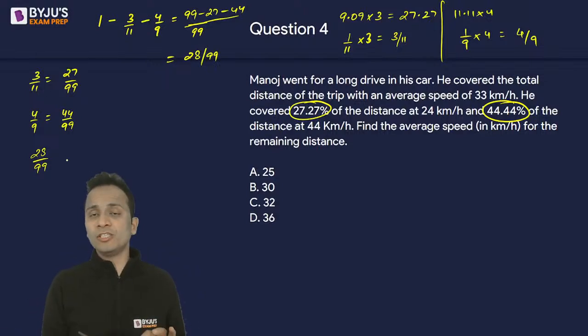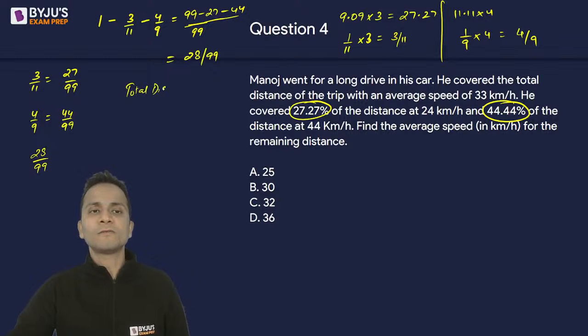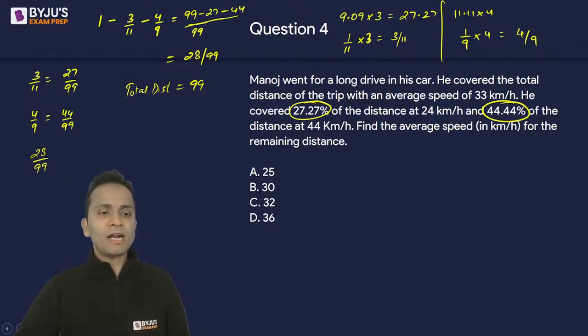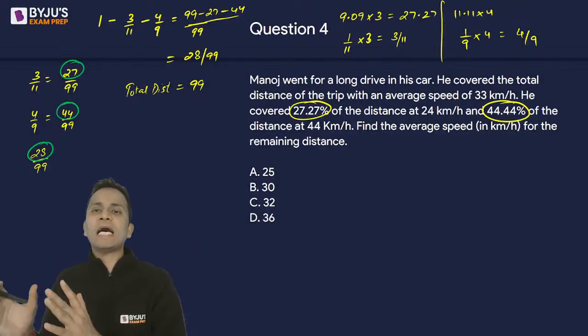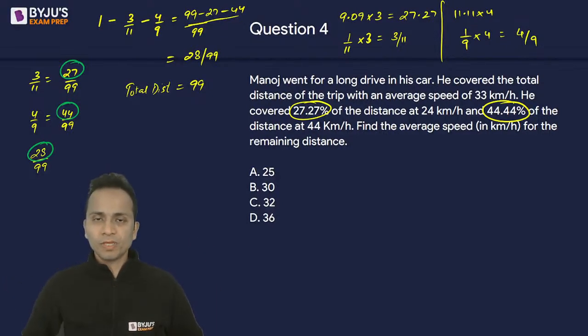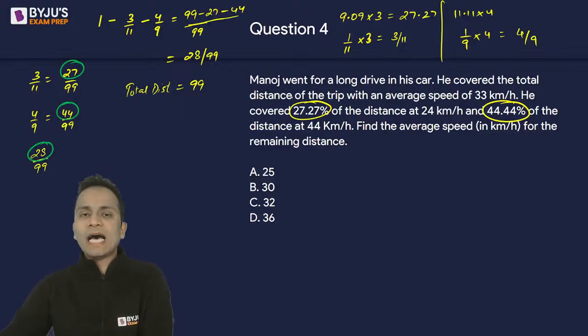So these are the fractions. If I assume the total distance as 99, then the first part of the journey will be 27 kilometers long, the second part will be 44 kilometers long, and the third part will be 28 kilometers long. Simple as that. Just one small assumption will make your entire solution look very easy. Now let's make an equation. He covered the total distance with an average speed of 33.